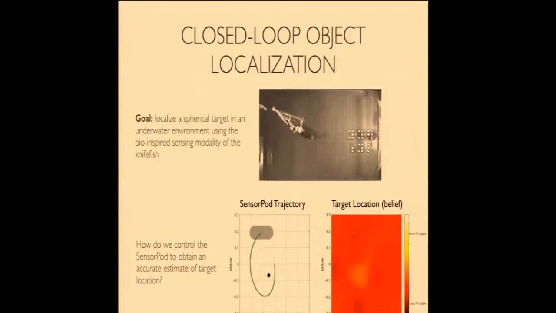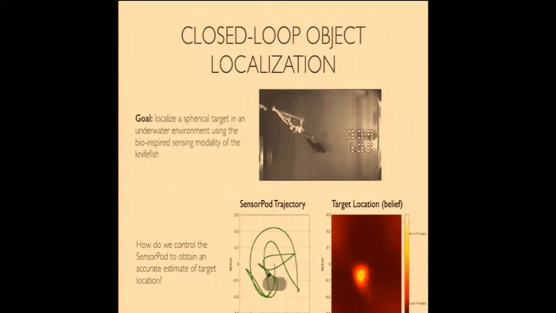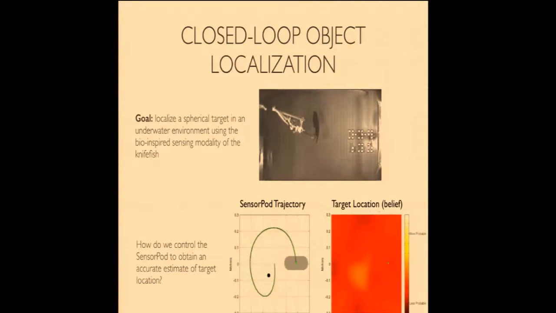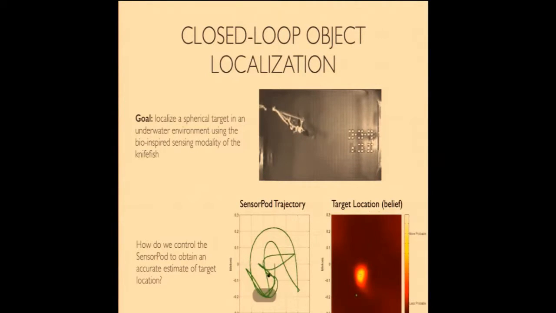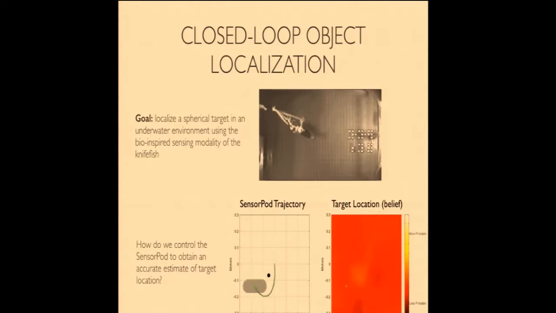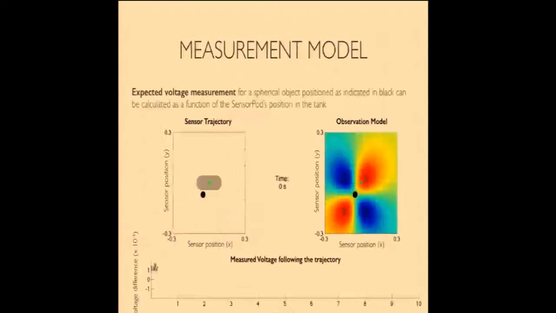And this animation here is the outcome of closing the loop around an ergodic trajectory optimization procedure using a measurement model and updating the probability as we go using the SensorPod robot. So we're trying to kind of emulate what the fish knows how to do using the same sensor model.